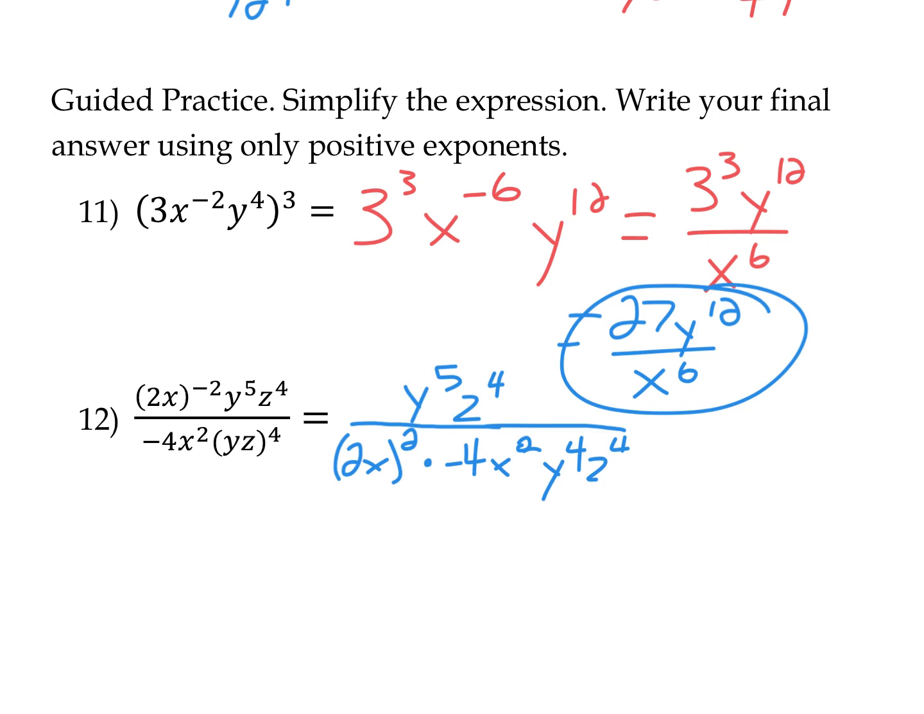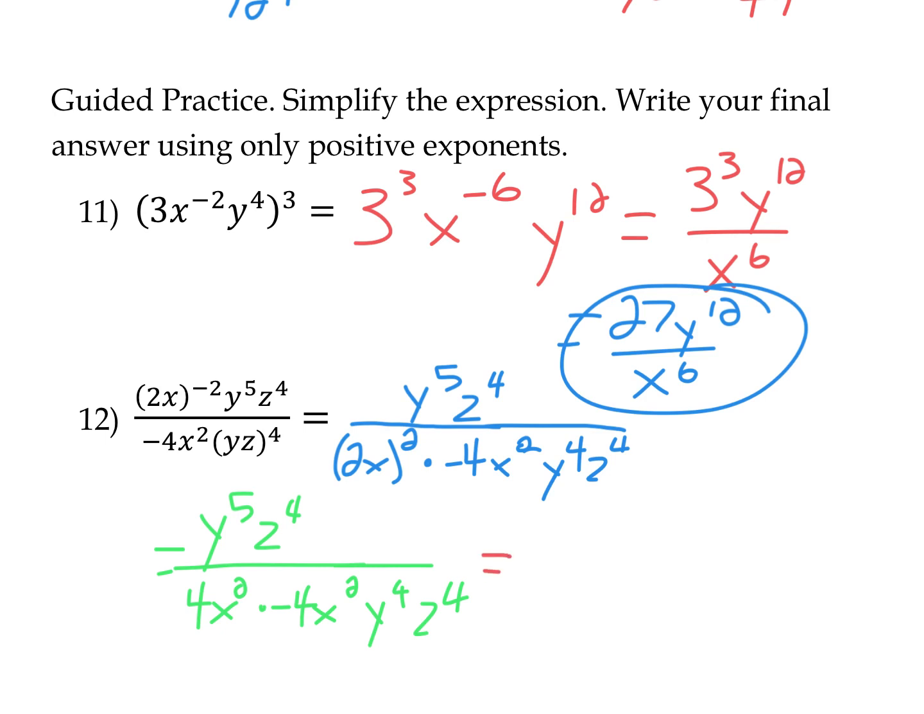Okay, so now let's start to simplify. We can take what's in the parentheses here and square it. So let's do that next. So we can take this and we can make that y to the fifth, z to the fourth. So we haven't done anything there yet. Then we have 4x squared times negative 4x squared, y to the fourth, z to the fourth. And now we can start to simplify here between the numerator and denominator. We have like bases, we can subtract exponents. So let's see what that will look like.